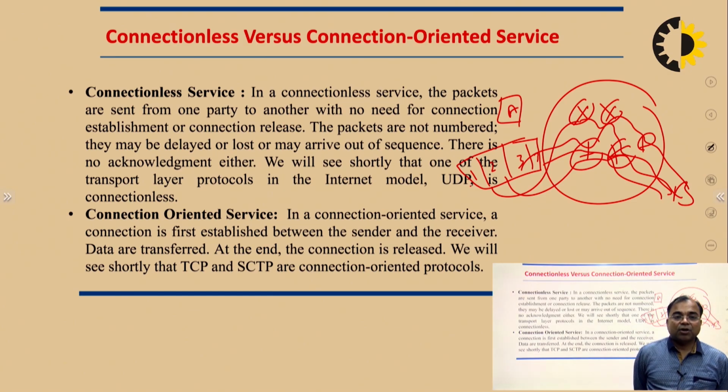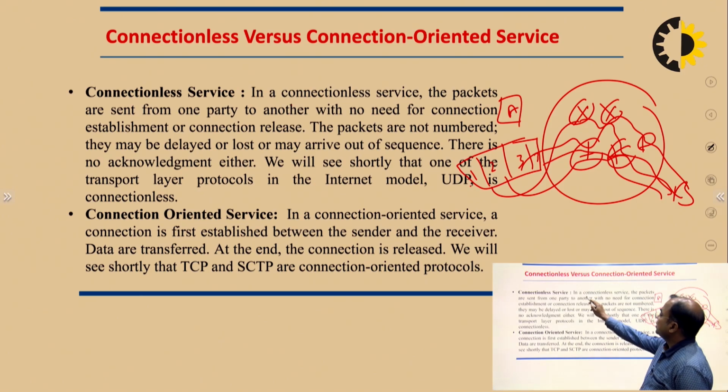Next, if we talk about TCP, it is a connection-oriented service. Transmission Control Protocol. In TCP, it is very important that there must be a dedicated path, a connection, some route through which the different segments of data are sent. In a connection-oriented service, a connection is first established between the sender and receiver, and then data are transferred. At the end, the connection is released, meaning when the data transfer is completed.